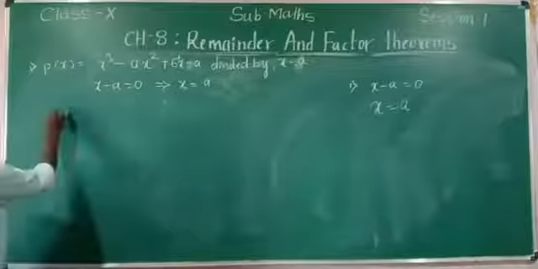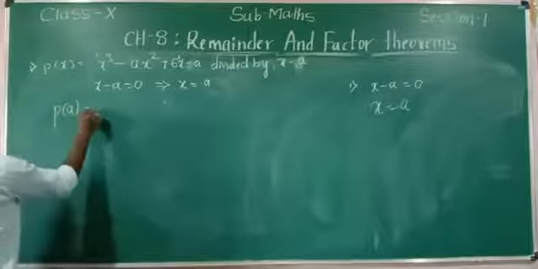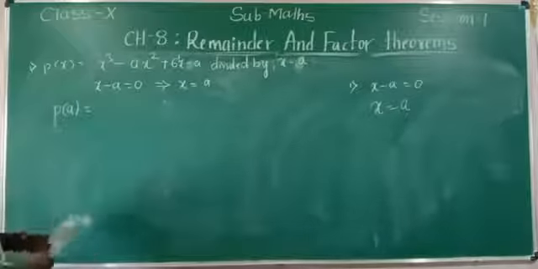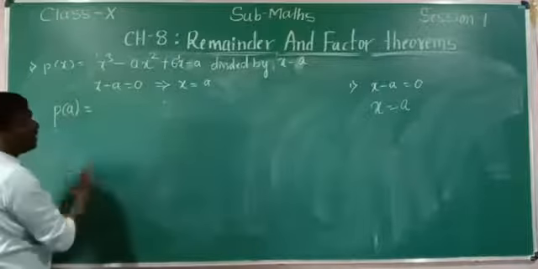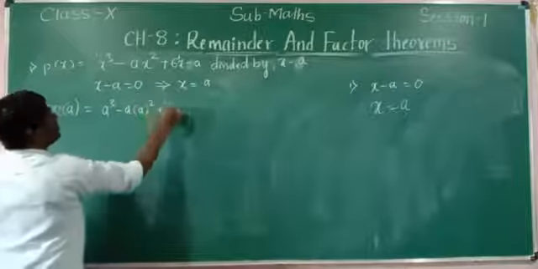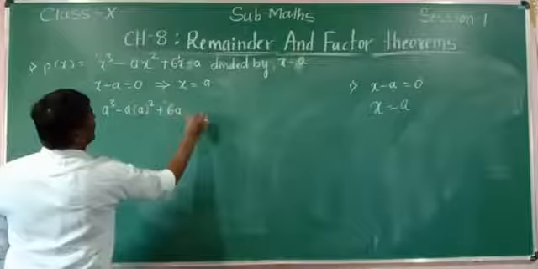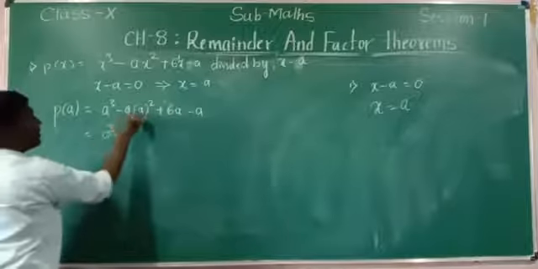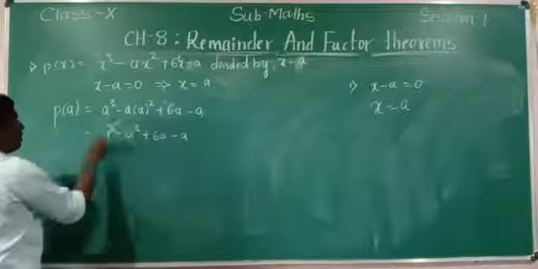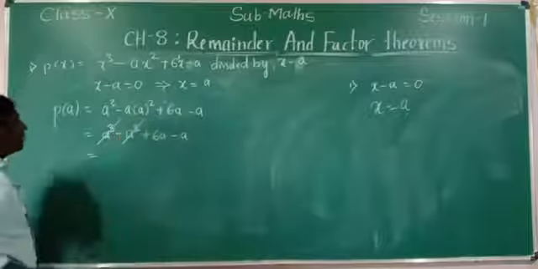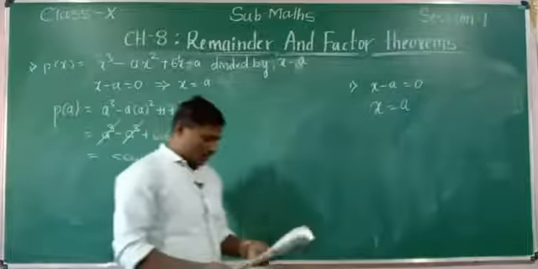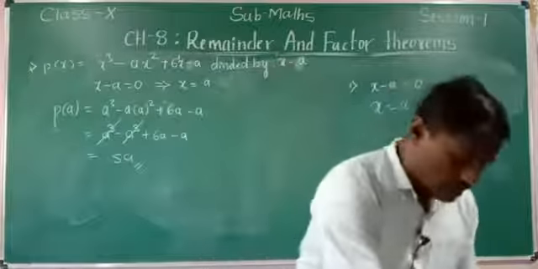So x is equal to a means p of a. So p of a means now I am substituting a in the place of x. So a cube minus a into a square plus 6 into a minus a. A cube, a into a square is a cube, plus 6a minus a. So a cube minus a cube get cancelled, remaining 6a minus a, which is 5a. So this is the required remainder of the expression. Okay, see the next question.